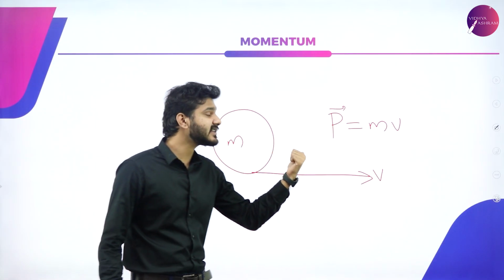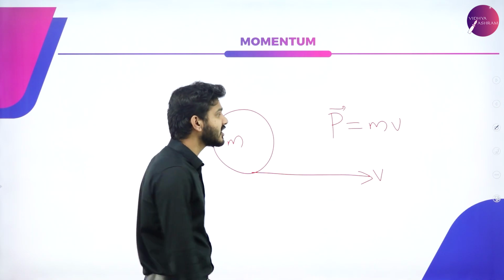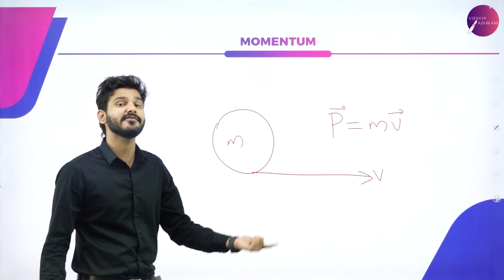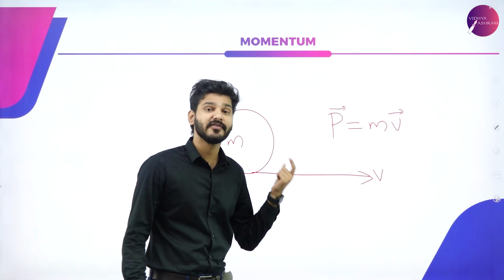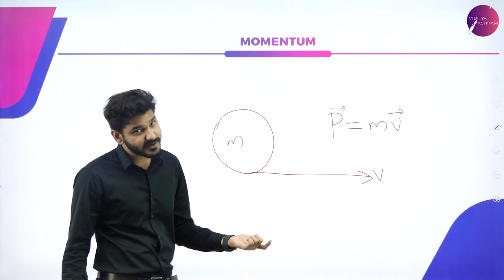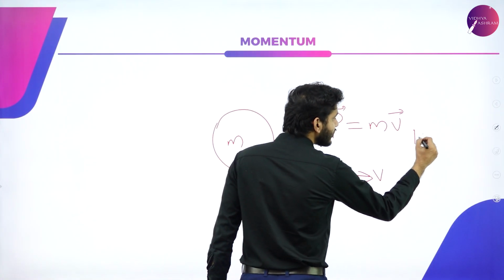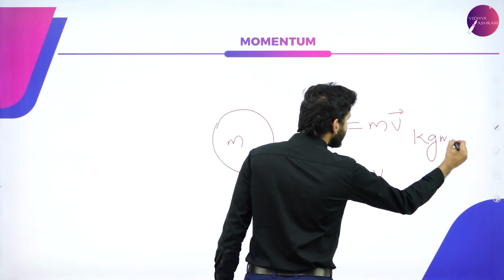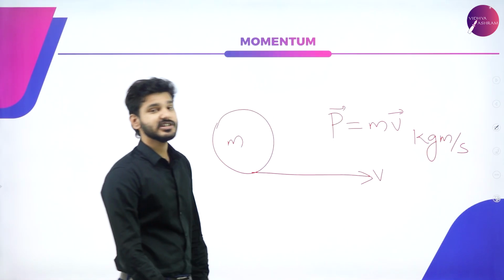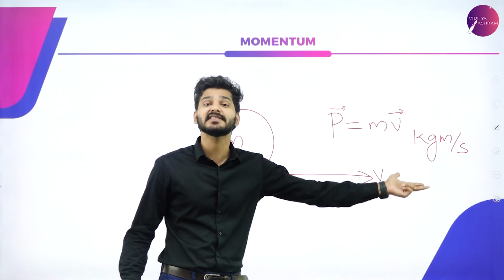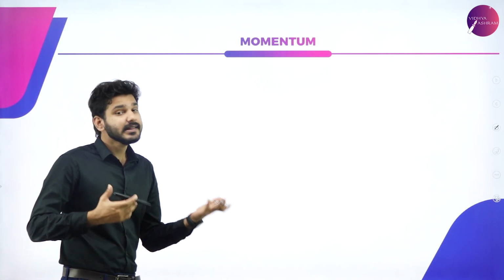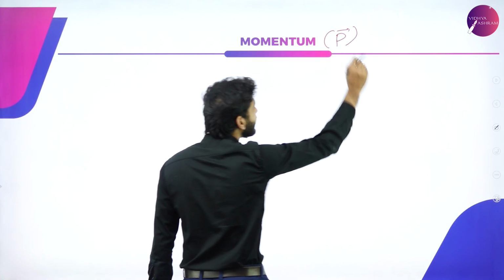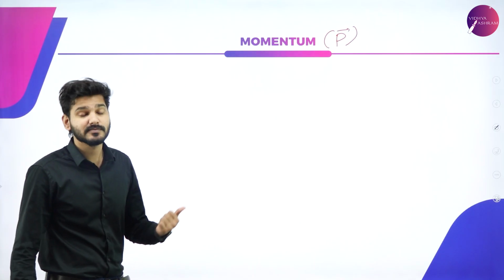Remember, momentum is actually a vector quantity because it has velocity in it, which means it has a particular direction and a magnitude. So momentum is also a vector quantity, and the unit of momentum is kilograms, and the second unit is velocity, that is meter per second. So the unit of momentum is nothing but kilogram meter per second. Momentum is indicated by the letter P. So capital letter P with a vector symbol on top of it will indicate momentum.